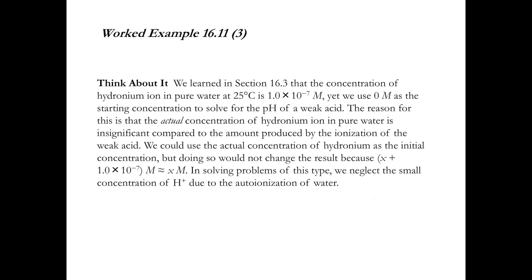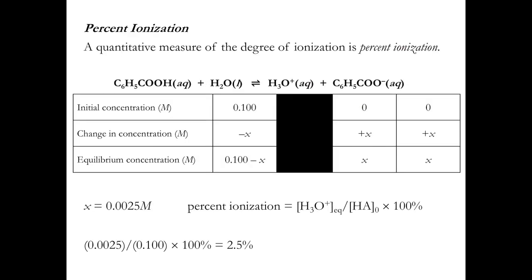So think about it, go ahead and pause for a second and read through this, all right? This is just our way of tuning our BS detectors to make sure that our answer makes sense. And if you notice, when we put in our initial concentration of H3O plus into these calculations, we use 0 molar as our initial concentration, even though we know that pure water has a molarity of 1 times 10 to the minus 7 molar. We're just neglecting that small concentration of H3O plus to start. It's not going to make that big of a difference, all right?